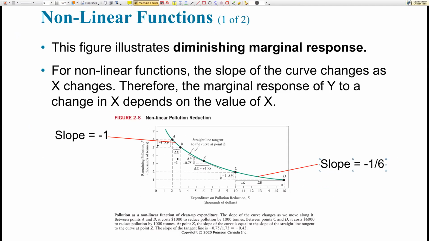So if we want to think about what this means, what are the axes? So this is remaining pollution and expenditure of pollution. So what's the theory underlying this? Somebody has an idea? It's cheaper to start cleaning up pollution, but if you want to get rid of all of it, it becomes more expensive the more pollution you get rid of. Yeah, exactly.